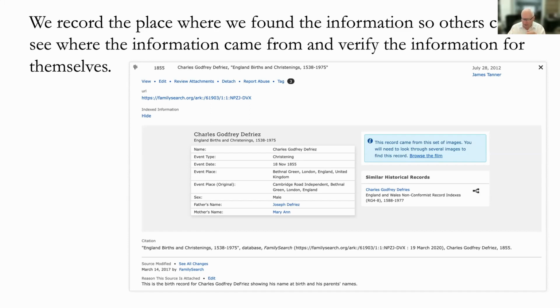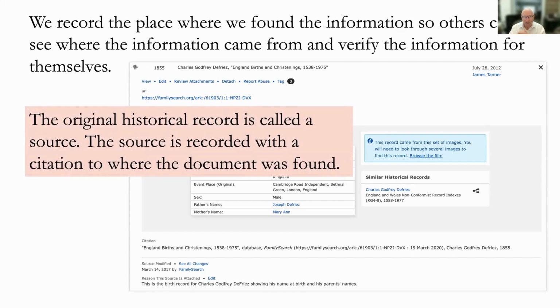So this is the essential part of keeping it all up. Now, to clarify the words here, the jargon, if you will, of genealogy, the original record is called a source. That means source meaning where you got the information, the source of that information. And the source is recorded with a citation. And the citation is the formal way that you enter and record that information so that others are facilitated in finding and verifying, if necessary, the information that you've entered into your family tree.